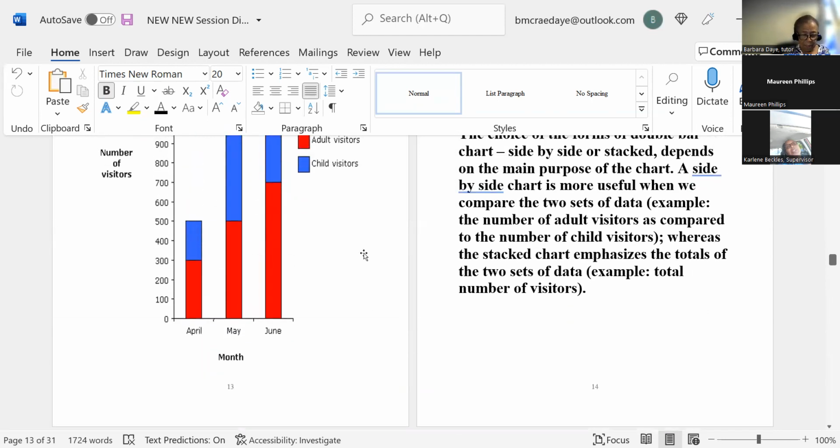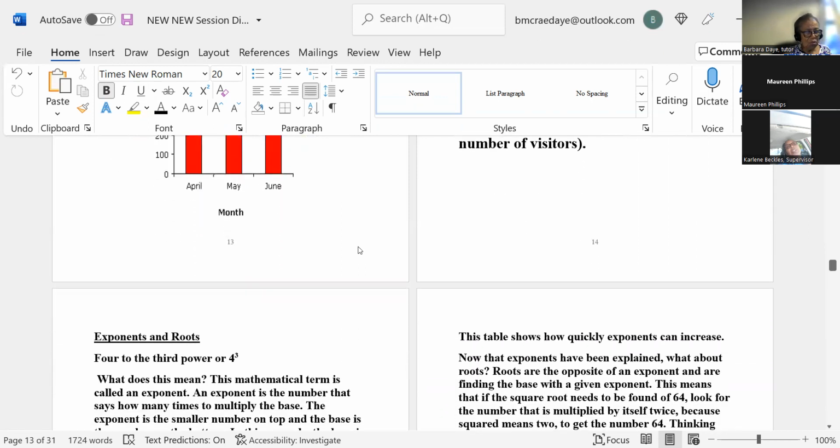Okay. Now I want to look at some exponents. Now, Maureen, you remember exponents, right? What's an exponent? What does it represent? A power. And if I say 4 to the 3rd power, what does that mean? You multiply 4 3 times. That's it. Multiply 4 by itself 3 times. That's how many times you multiply the base. The exponent has a base and it has a power, right? So 4 is the base and 3 is the power. All right.